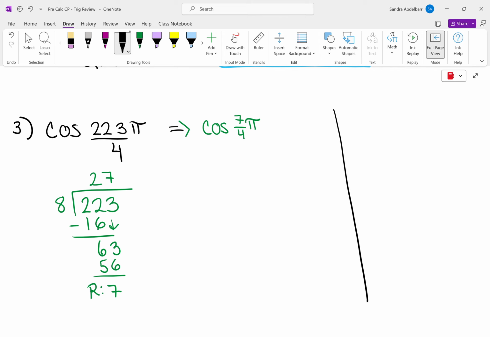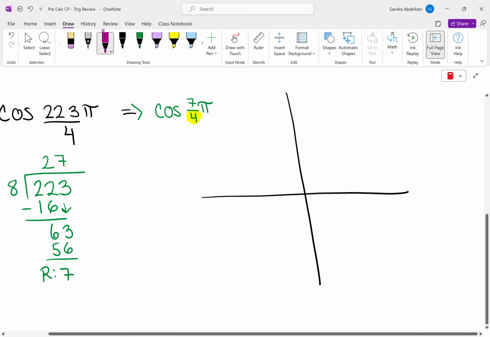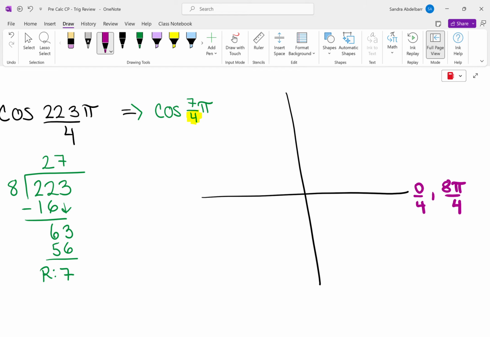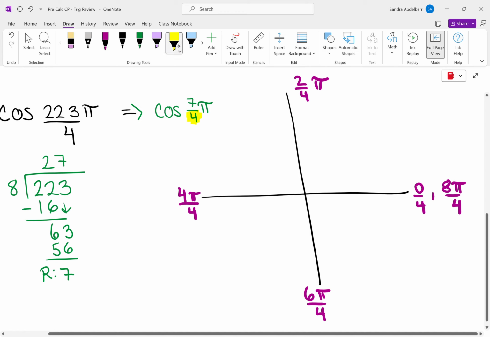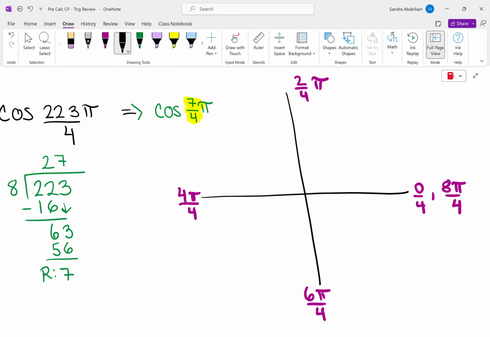So now I set up my chart, and are you guys okay if I make the denominator 4 right away? Okay. So then we have 0 over 4, 2 pi over 4, 4 pi over 4, and 6 pi over 4. So now I want 7 pi over 4. Where will 7 pi over 4 be? Which quadrant? 4.